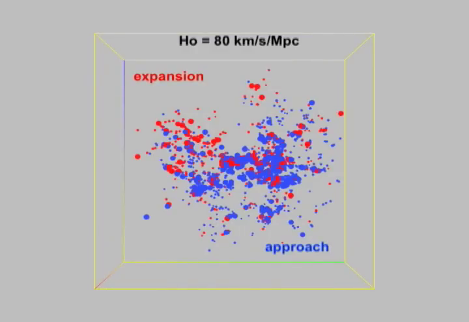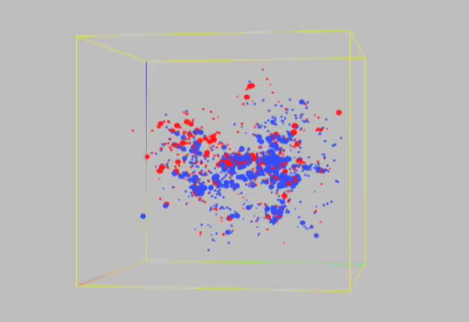The cosmic expansion is now characterized by a Hubble constant of 80 kilometers per second per megaparsec. Note the much greater preponderance of blue, indicating motion toward us. Even so, there is a sector of the cube that is still dominated by the red of motion away from us.